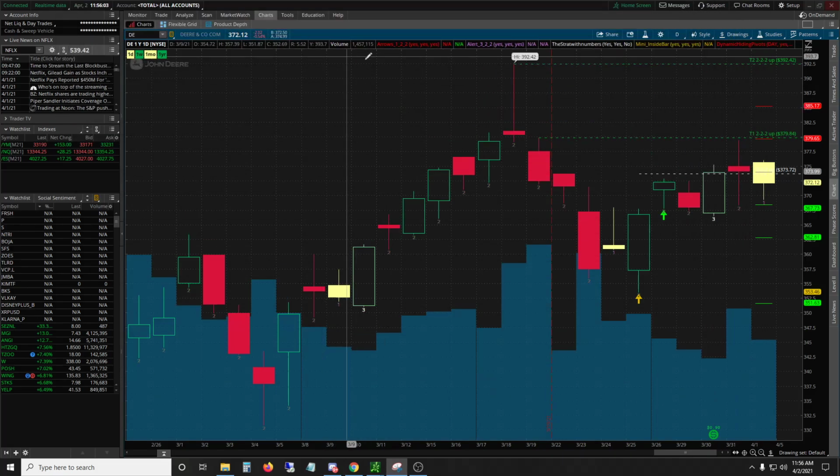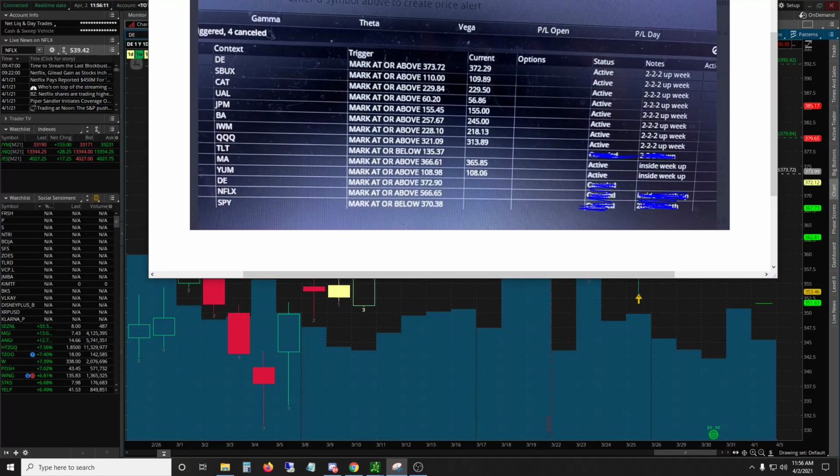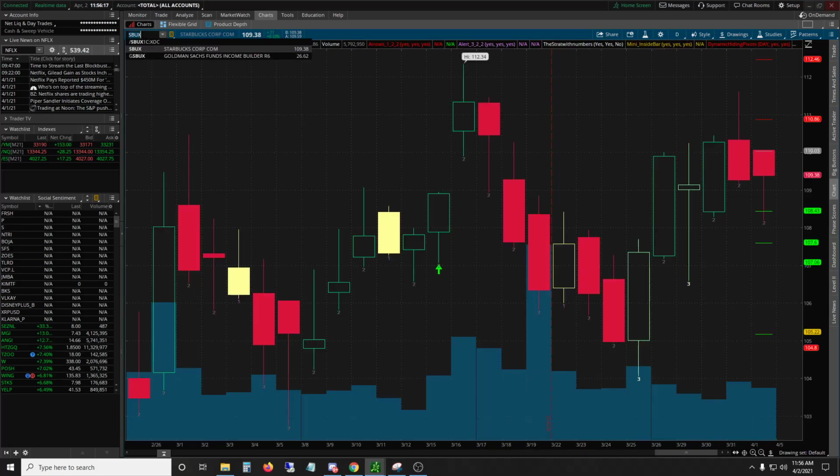And I didn't trade this one. I looked at when the alert triggered, I didn't like the spreads on the options chain, so I didn't get in it. I wish I would have. Okay, Starbucks is the next one. Starbucks.